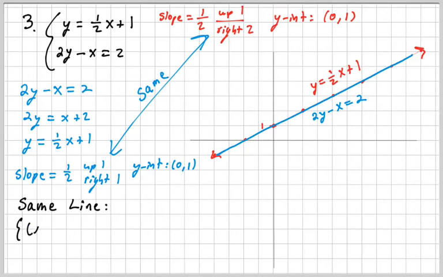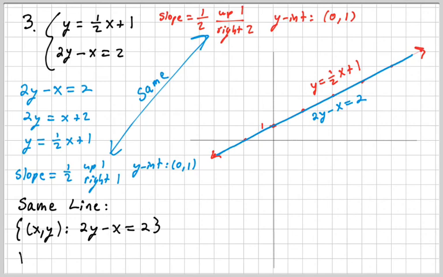And so we can get fancy and say it's the set, so we use a little squiggly bracket, of all points x comma y, and then you can use either one of the equations, y equals 1/2 x plus 1, or 2y minus x is equal to 2. Doesn't matter which one. I'm going to say 2y minus x is equal to 2. So it's the set of all x, y such that 2y minus x equals 2. That's going to be all the points on the line, so we're saying we want all the points that are on the line.